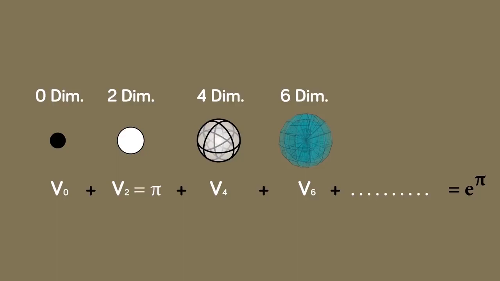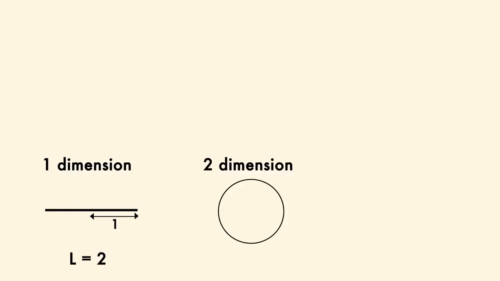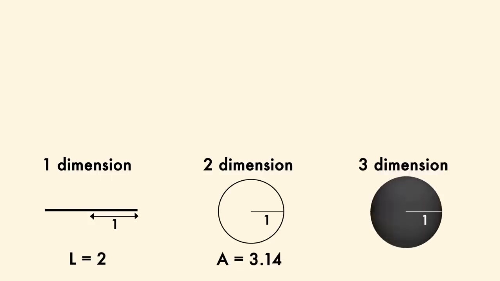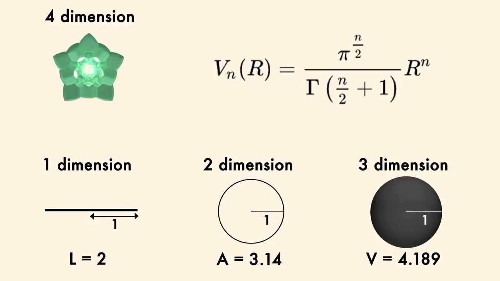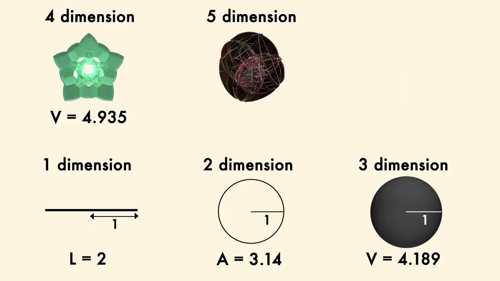For a one-dimensional, quote, sphere, or really just a line segment with radius 1, the length is of course 2. A 2-dimensional sphere, or circle with a radius 1, has an area of pi, or 3.14. A 3-dimensional sphere with radius 1 has a volume of 4/3 pi, or 4.189. Then from the equation for the volume of an n-dimensional sphere, we can calculate that a 4-dimensional sphere of radius 1 has a volume of about 4.935, and a 5-dimensional unit sphere has a volume of 5.264.